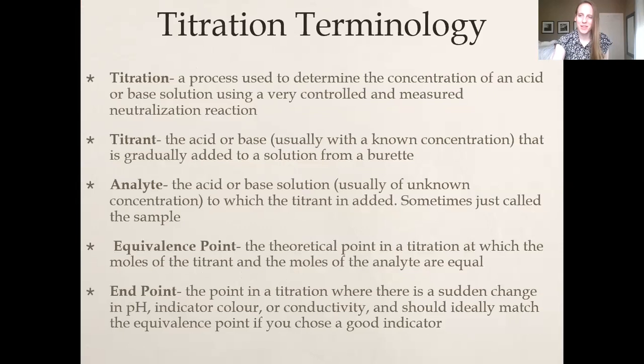So just some terminology to get you guys started. A titration is a process used to determine the concentration of an acid or base in a really controlled neutralization reaction. When you're doing a titration, you literally add like 1 or 2 drops of either your acid or your base to either your acid or your base in a neutralization reaction. So it's incredibly controlled and measured.